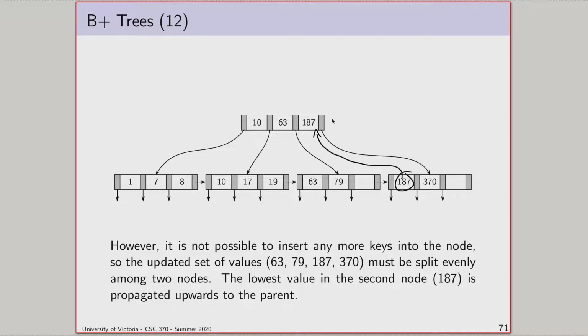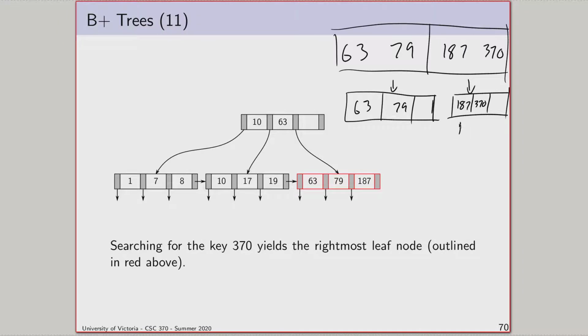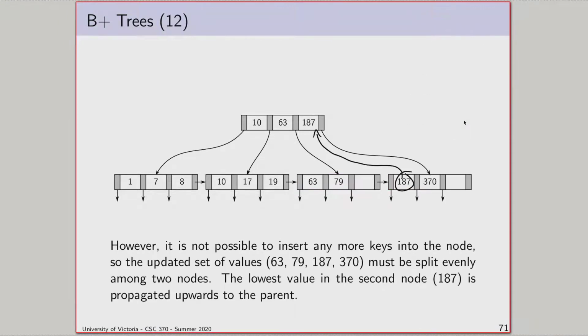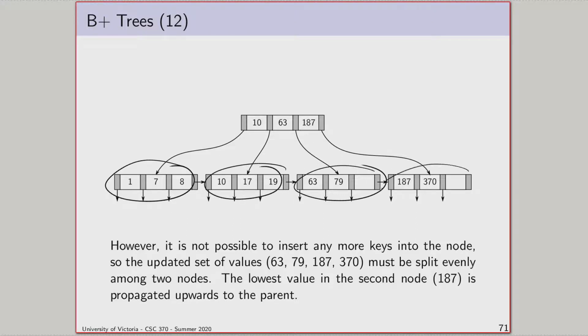So I bring the first element of the new leaf, the 187 there, up to the previous level. I send it upwards as I would before. I might have to split the node that I get to up here, but not in this case. And then I store that here, and then I install a pointer to my new leaf at the end of that node. And if we look at it, we can observe it does now obey all the properties we want: nodes less than 10, between 10 and 63, between 63 and 187, and greater than or equal to 187.